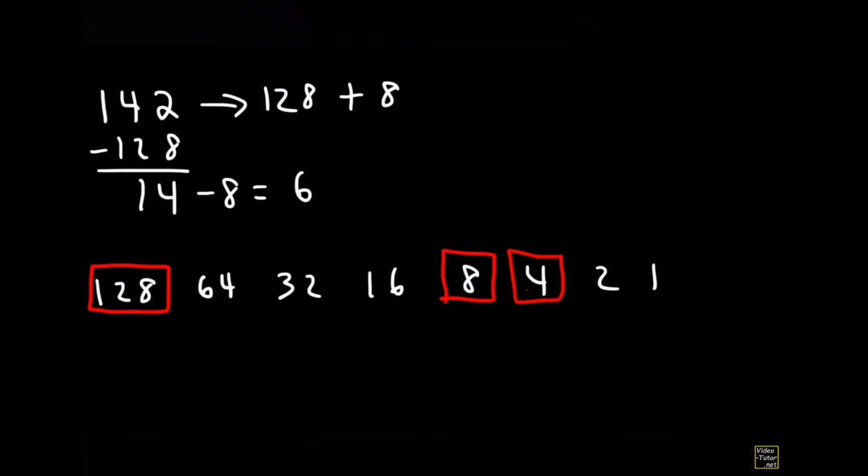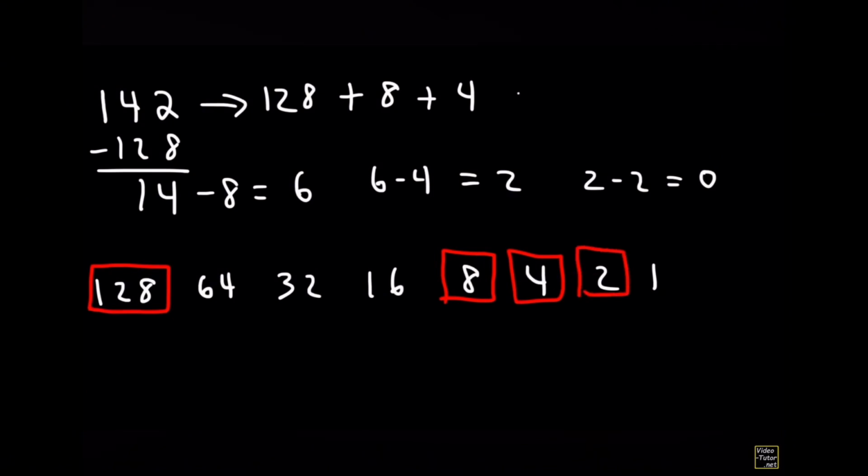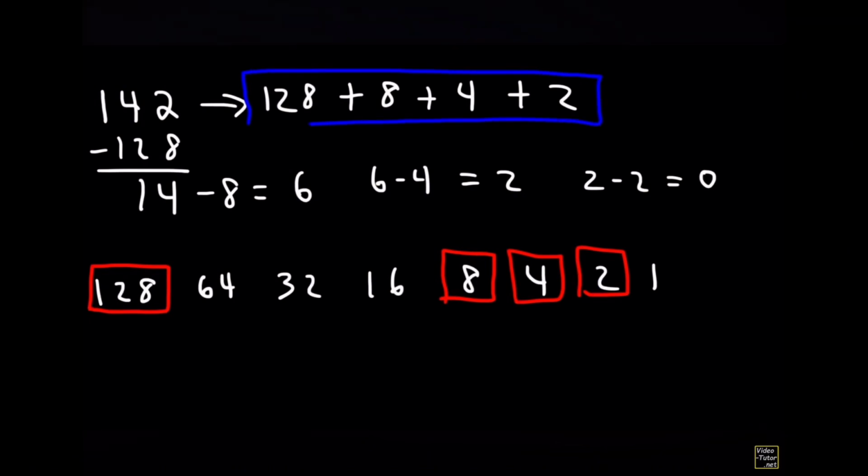Then look for the highest number, that is 4. 6 minus 4 is equal to 2. Then you put 4 there. Then 2 minus 2 is equal to 0. So you add 128 plus 8 plus 4 plus 2, which is equal to 142.